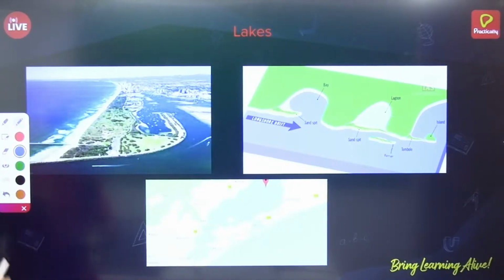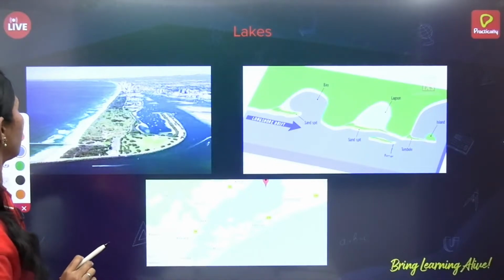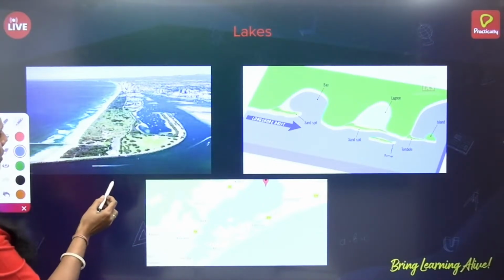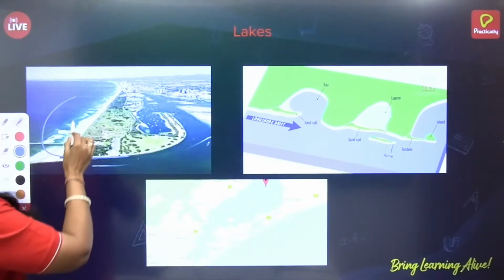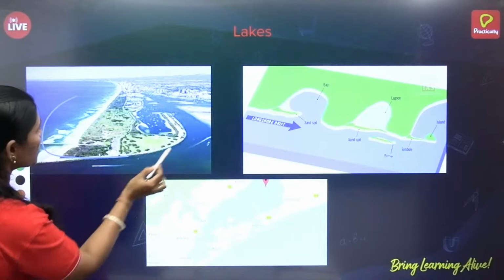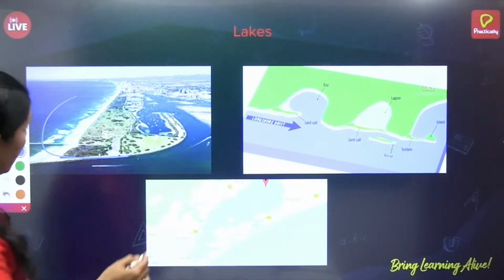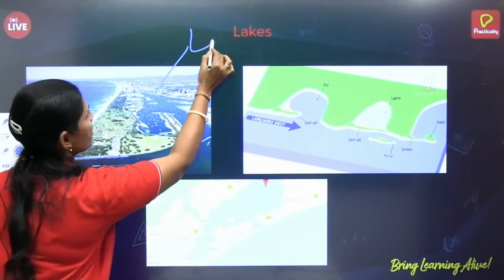Coming to the lakes, a few of the lakes you can find over here. Seas sometimes flow into the landforms, and they are called lagoons.